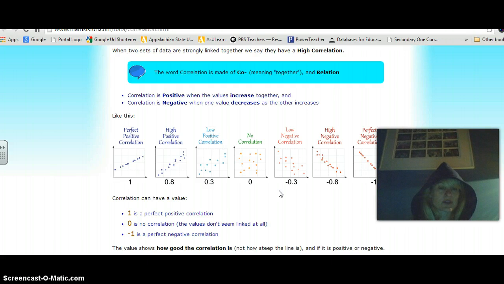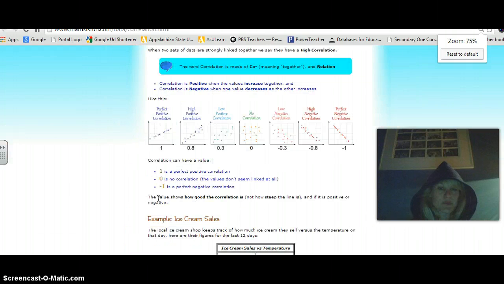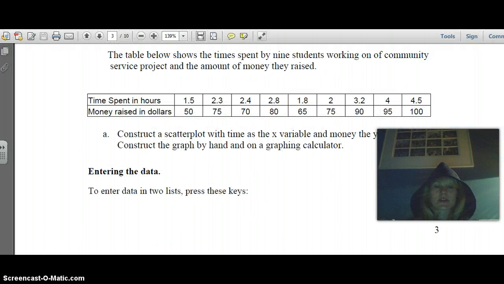So I would like for you to pause the video and get out your calculators. We're going to show you a couple things on there. We'll talk about the R again. So we're going to look at this situation. The table below shows the time spent by 9 students working on a community service project and the amount of money they raised. So we have the time spent in hours and the money raised in dollars.